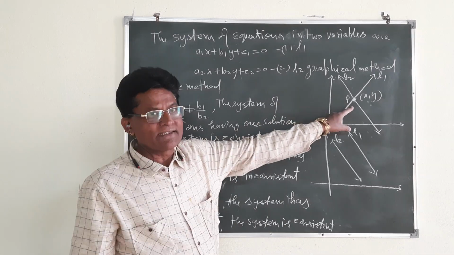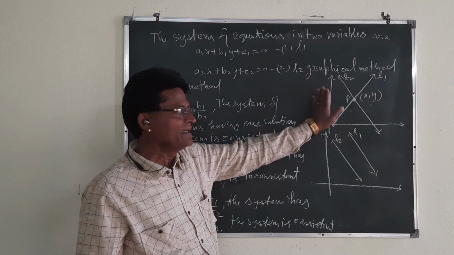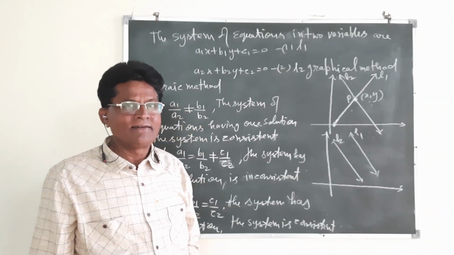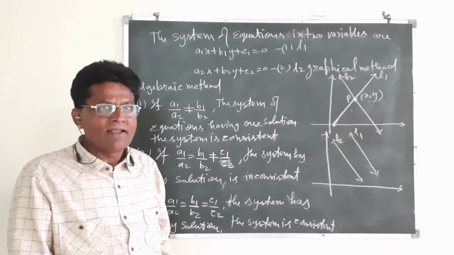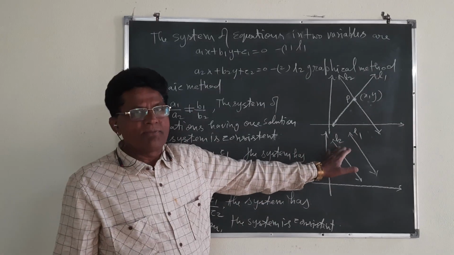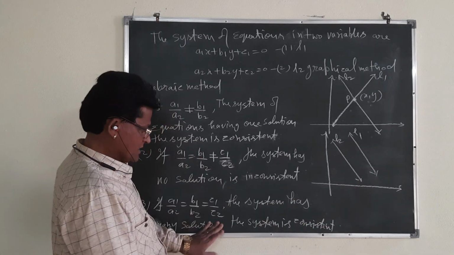I told you the first case: intersecting at one point, there is one solution. There will be one value of x and y. Here, lines are not intersecting at any point. Lines are parallel. System is inconsistent. There will not be any value of x and y, means no solution. Okay.